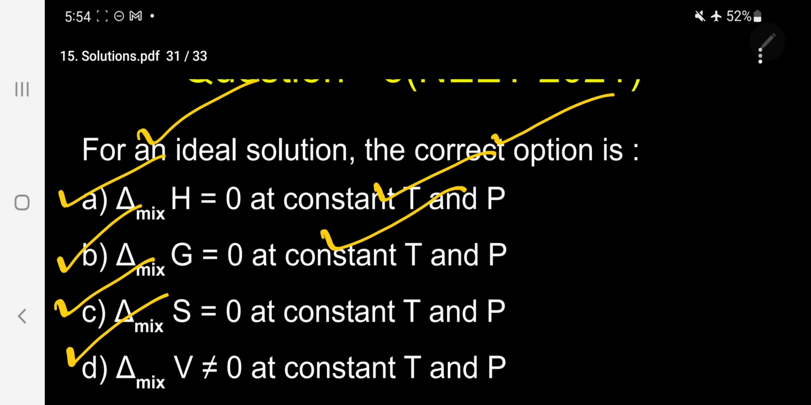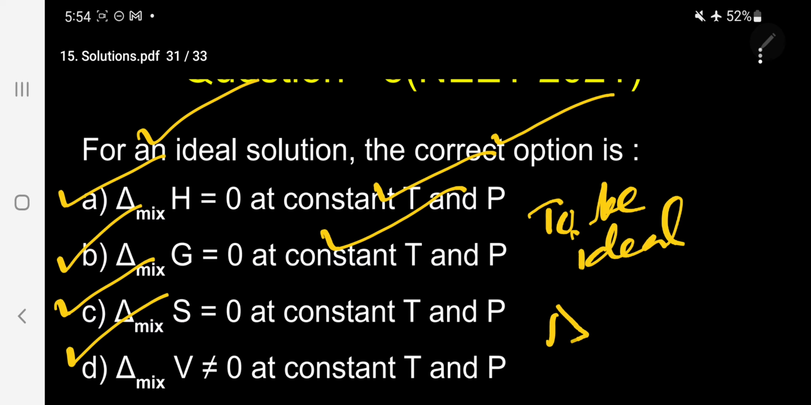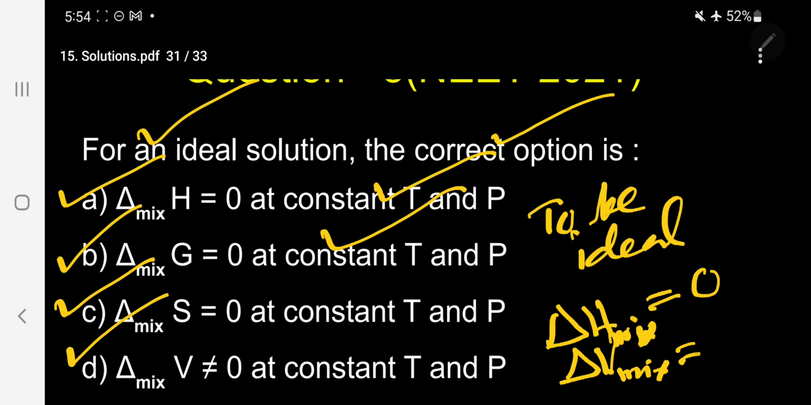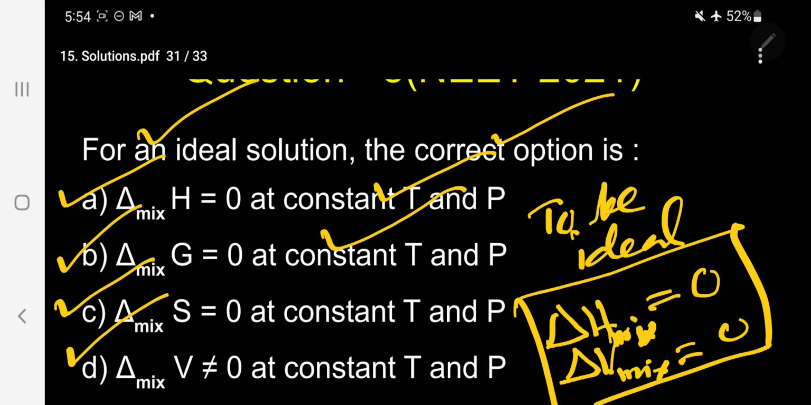This is only theoretical. What is an ideal solution? To be ideal, there are two conditions. Please follow. To be ideal, there are two conditions. That is, delta H mix should be equal to 0, and delta V mix should also be equal to 0. These are the two important conditions to be ideal.